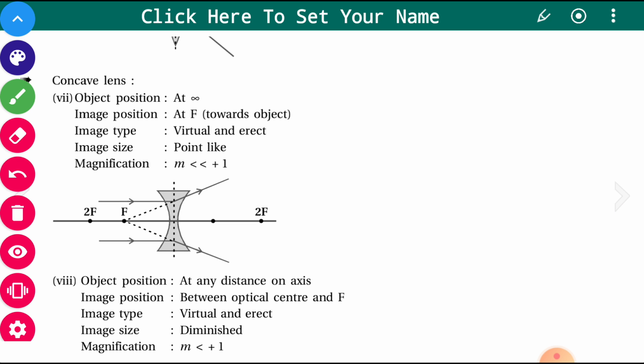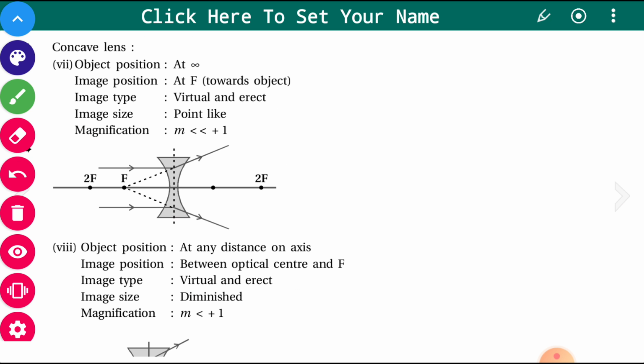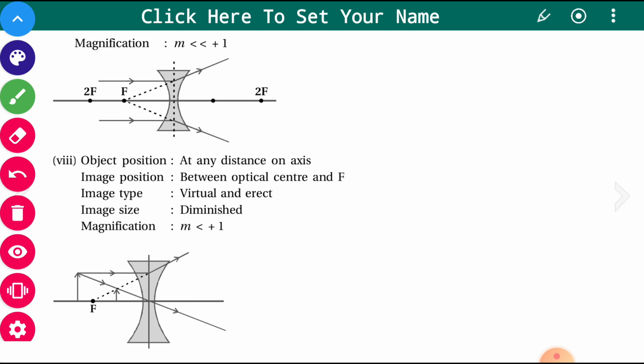Then for the concave lens, as you know, the rays parallel to the principal axis will diverge. If they are extended in the backward direction, they will appear to meet at a point which is called the focus. A virtual and point-like image is formed, and it is erect.